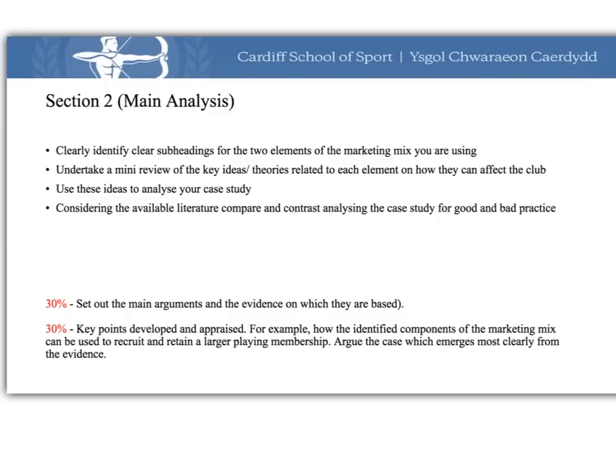Within each subsection, you'll need to take a mini review of the literature that's available to define what the key theories are for product or place, and then to use these key ideas or theories to analyse your case study organisation, comparing and contrasting what they are doing with what the literature is putting forward as best practice. Finish each mini section with a couple of concluding statements of the effectiveness of the club and what the key challenges or good practices are. This will then lead on to section 3.